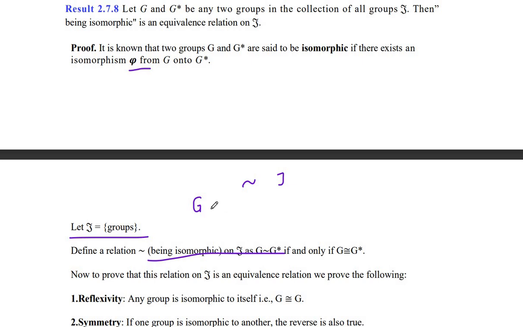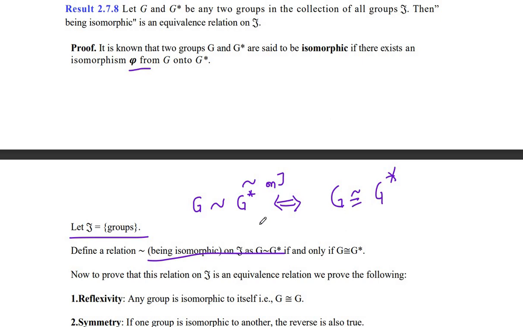So this relation is defined as, for any two elements in tau, namely G and G star, G is related to G star if and only if G is isomorphic to G star. So this is how we are defining this relation on tau. Tilde on tau is defined in this way.